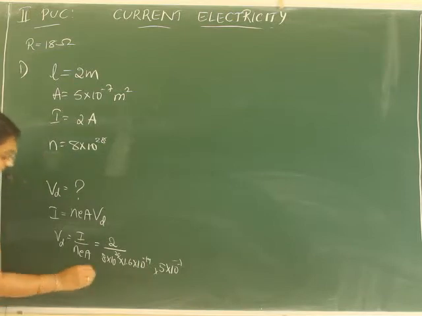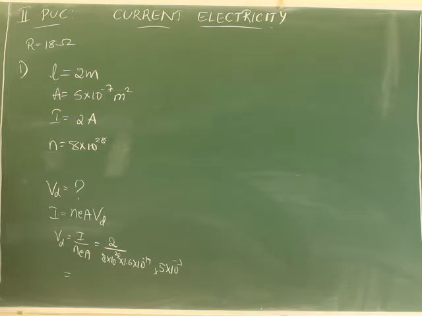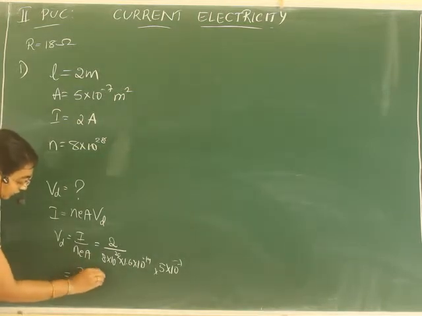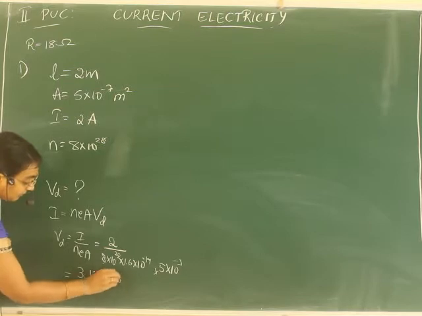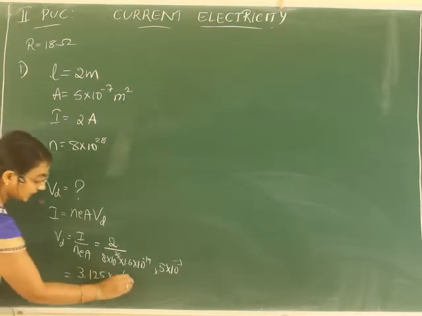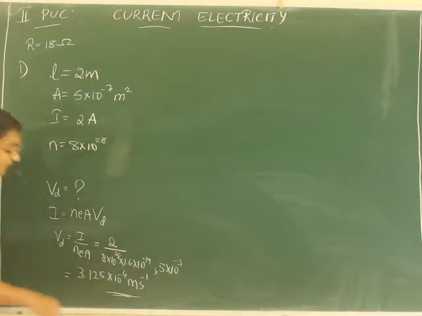What is the answer you get here? Take your calculator and calculate. What is the answer you are getting? Are you getting 3.125 into 10 to the power minus 4 meter per second? Are you getting the same?